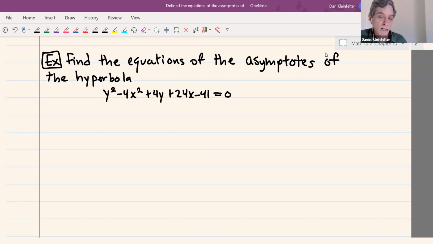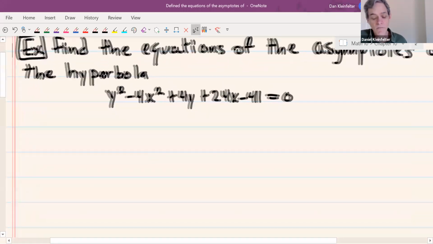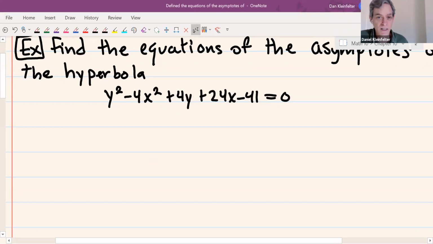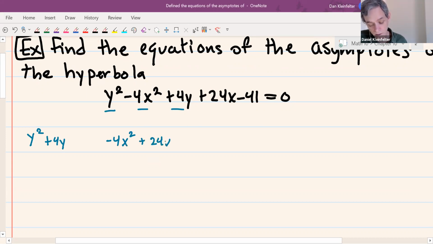But the first thing we're going to need to do is to complete the square on x and y here to figure out where the center of the hyperbola is. So I'm going to take the equation that we've got for the hyperbola and rewrite it so that the x stuff is together and the y stuff is together. So there's two terms involving y, so that will be y squared plus 4y. And then we'll have minus 4x squared plus 24x. And then I'm going to push that negative 41 to the other side as a positive 41.